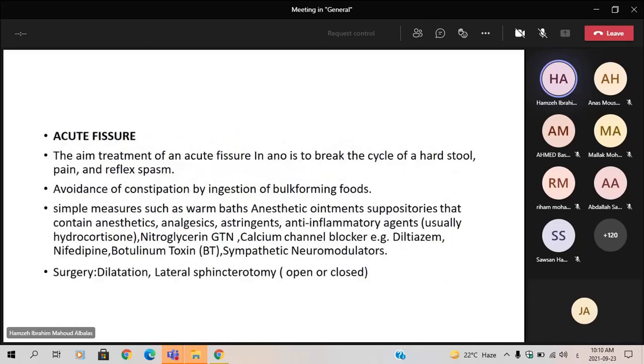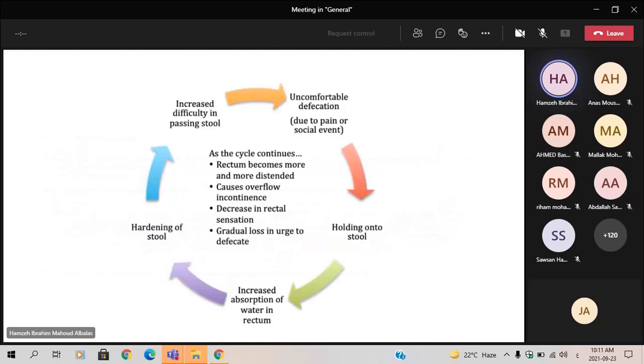There are acute fissures and chronic fissures. The aim of treatment of an acute fissure is to break the cycle of hard stool, pain, and reflex spasm. So we have to give a bulking agent for the stool, give a painkiller, and give nitroglycerin lotion to decrease the anal sphincter tone. The most important thing is to ask the patient to change lifestyle and avoid constipation. Surgery for fissure is dilatation or lateral sphincterotomy, by open or closed technique.